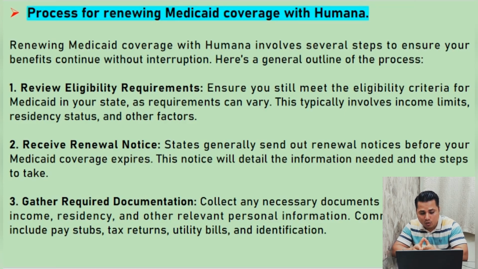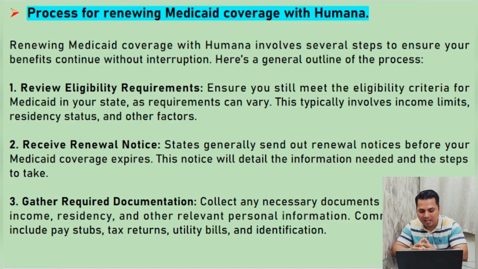Number 1, review eligibility requirements. Ensure you still meet the eligibility criteria for Medicaid in your state, as requirements can vary. This typically involves income limits, residency status, and other factors. Number 2, receive renewal notice. States generally send out a renewal notice before your Medicaid coverage expires. This notice will detail the information needed and the steps to take.